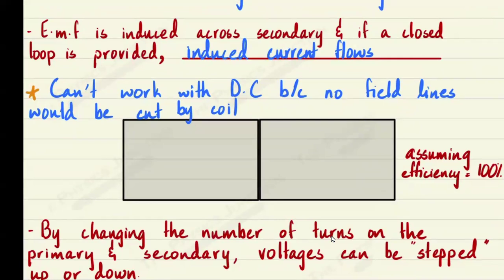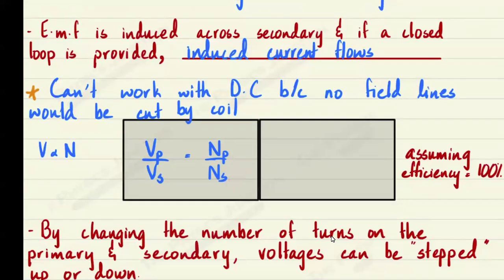So if two quantities are proportional, then their ratio is the same. After some math, the equation that you're supposed to know is Vp over Vs equals Np over Ns. This equation says that the ratio of the voltage at the primary side to the voltage at the secondary side is equal to the ratio of the turns at the primary side to the turns at the secondary side.